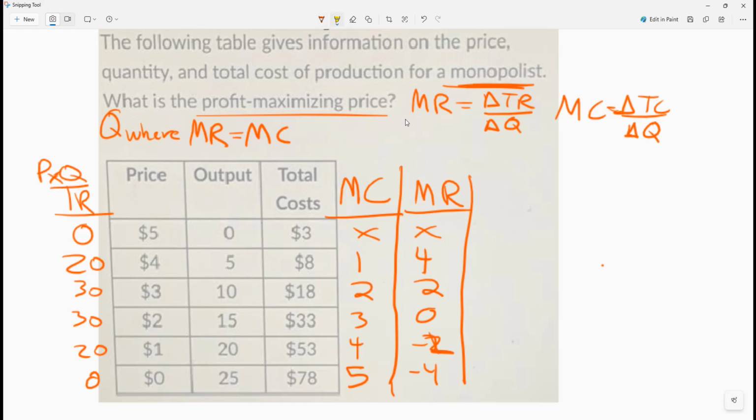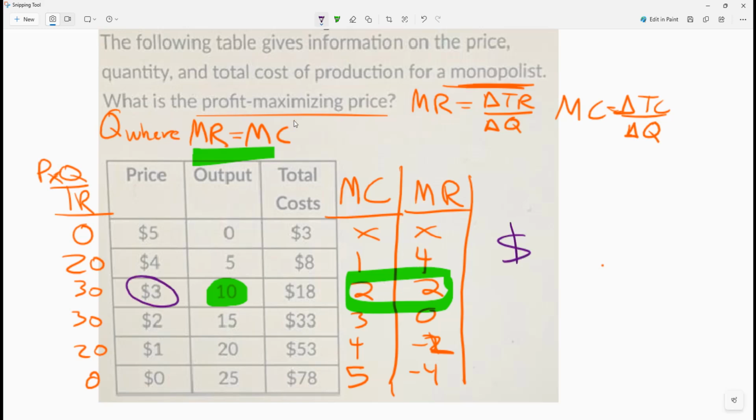Okay, so I've got all of this. Now I just need to know where they equal. In this case, they do equal, and they equal right here. So 2 equals 2, and so we know that the output is going to be 10. And then what's the highest price that the firm can charge to sell 10 units? That would be 3. So in this problem, $3 is the profit maximizing price.